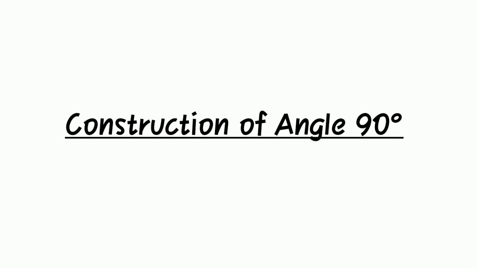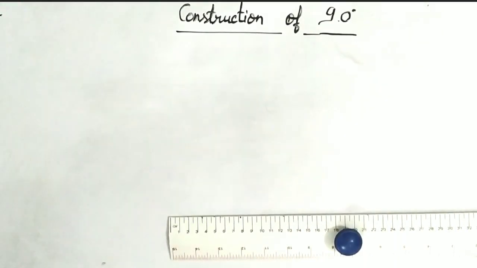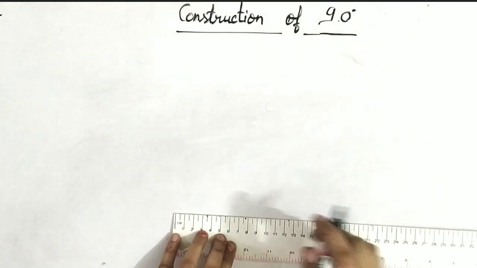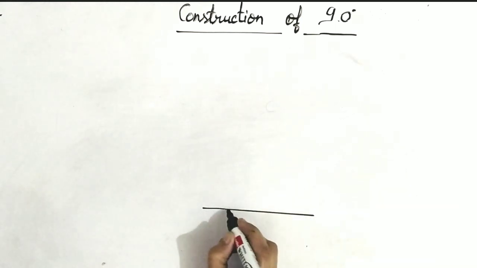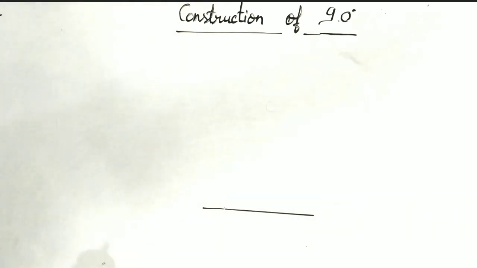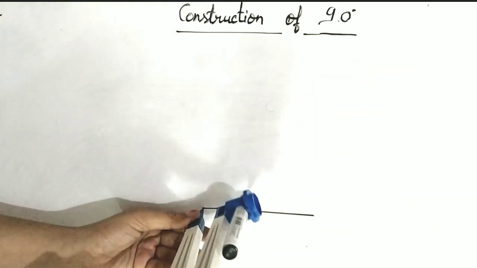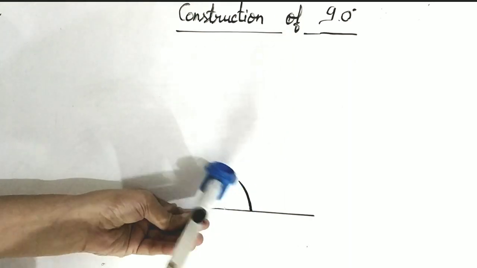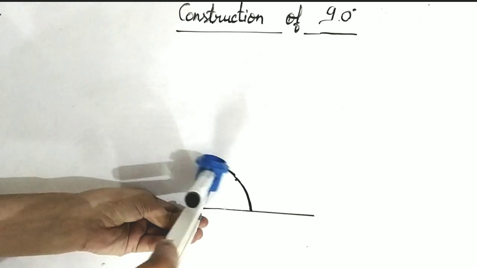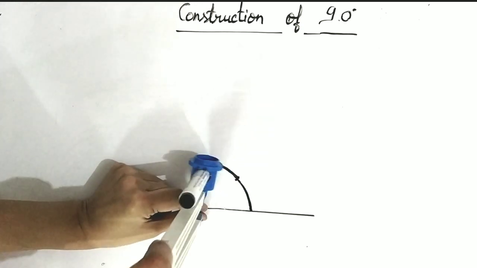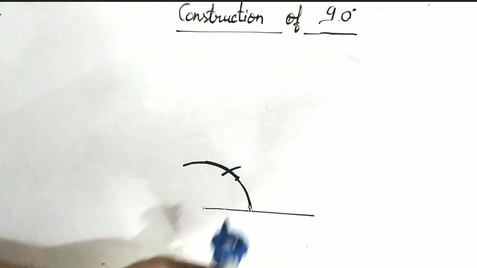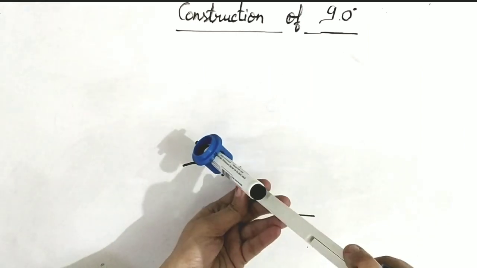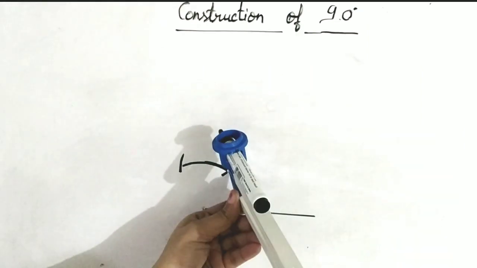Now let us construct the 90 degree angle with the help of a compass. For construction, first of all we will draw a baseline with the help of a ruler. Now just take a compass with any radius. Put the needle of the compass on the initial point of the baseline and draw an arc. Now with the same radius, draw another arc over here on the top of the arc and cut it 1 time. Now make another arc and cut a second time.